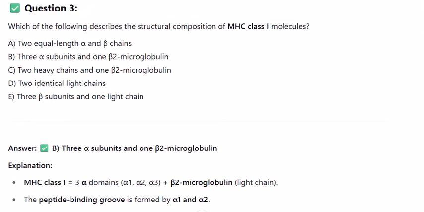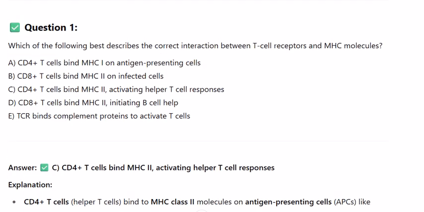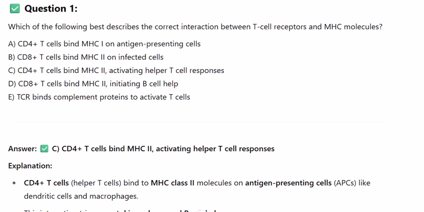TCR binding to MHC plus co-receptors CD4 and CD8, and MHC class 1 versus class 2 structural differences. Each question has 5 answer choices, with full explanations for correct and incorrect options.